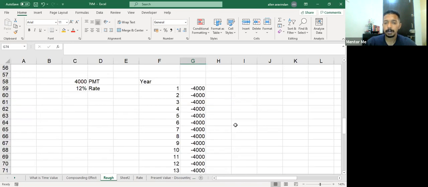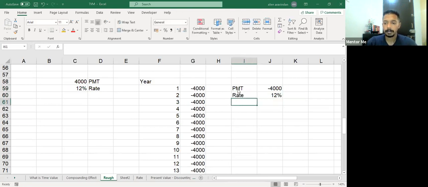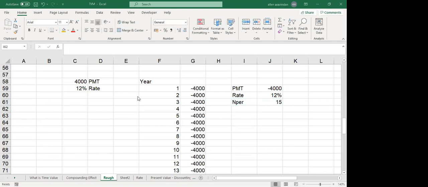So the best thing to do is just put in whatever data you have. You have the PMT here, so you have PMT as minus 4,000. You have the rate as 12%. What else do we have? We have the N per as 15 years, 15. What else do we have here? PV is 0.